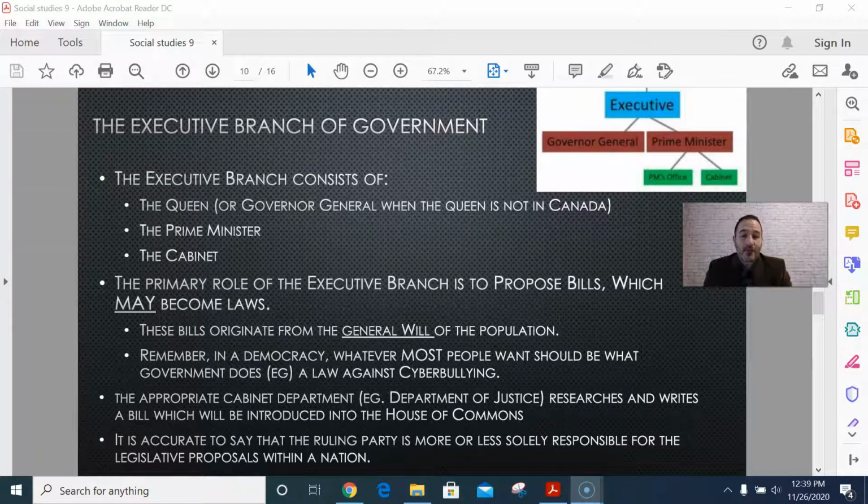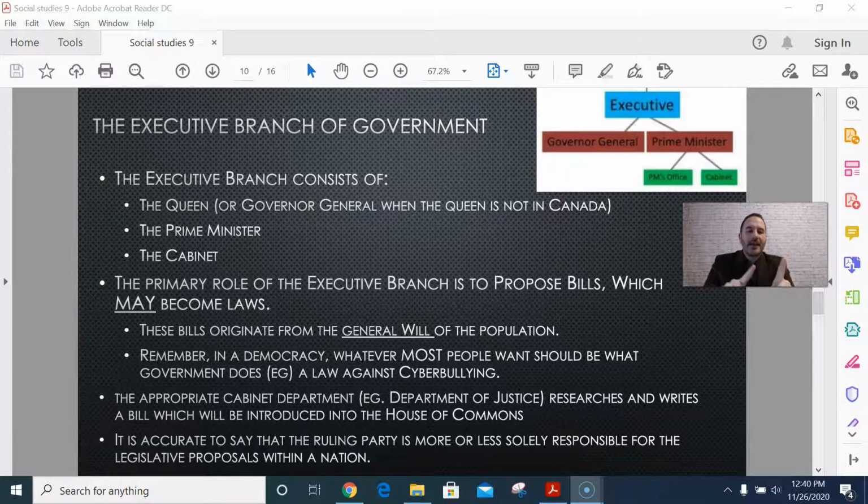So remember, guys, in a democracy, whatever most people want should be what government does, right? And a good example of that would be a law against cyberbullying, right? They could pass a law that introduces penalties into the Canadian Criminal Code that would be punishing to people who engage in cyberbullying. So yeah, it's accurate, guys, to say that the ruling party is more or less solely responsible for the legislative proposals within a nation. So all those laws that are passed when government's in session originate from this executive branch.